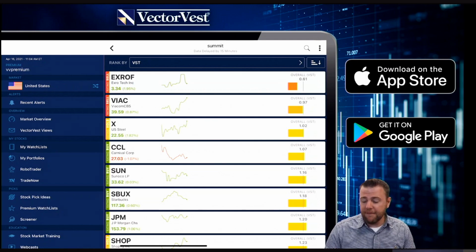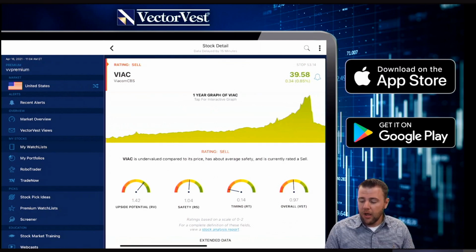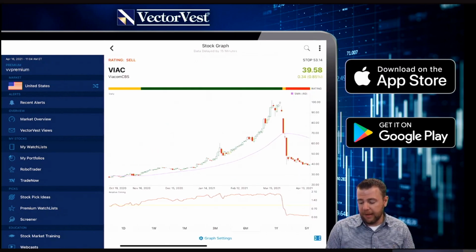So let's take Viacom. We looked at Extroff. Let's take Viacom, for example. One of the first things that you'll notice is RT. RT, once again, is that short-term price trend of a stock. So when RT is above 1, that tells us the stock is in an uptrend or making us money. But when it's below 1, that tells us that it's in a downtrend or it's losing us money.